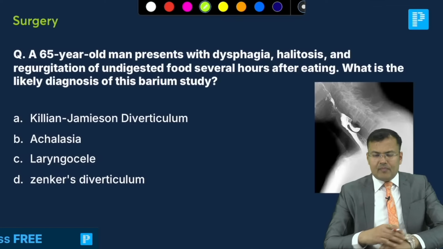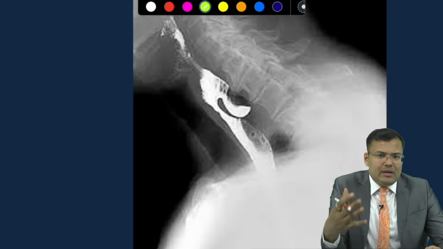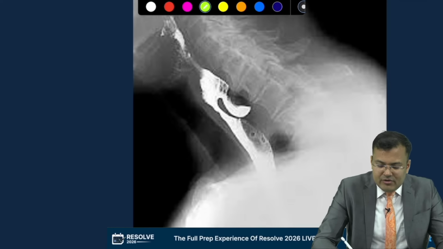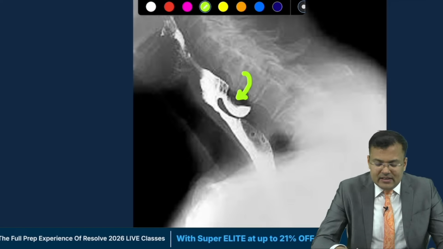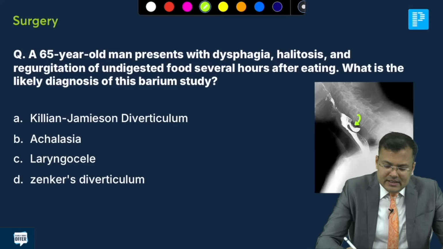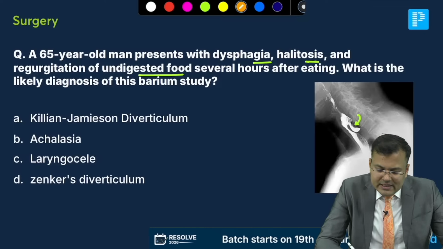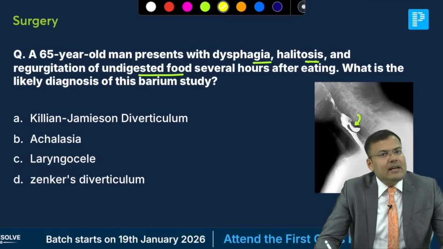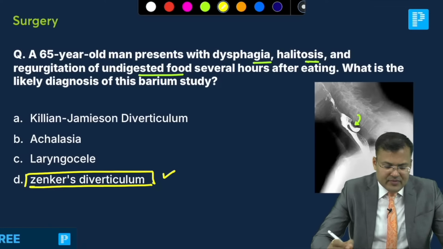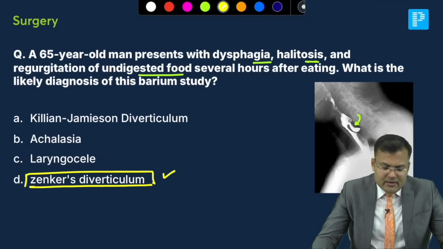Now see the second question. This is easiest question, guys. Just on the basis of this barium study, you can make the diagnosis that patient is having Zenker's diverticulum. Can you see this? Okay, let's read the question. 65 years old man, there is dysphagia, halitosis, regurgitation of undigested food several hours after eating. What is the likely diagnosis? So all of you know the likely diagnosis is Zenker's. Clear? So it is Zenker's.